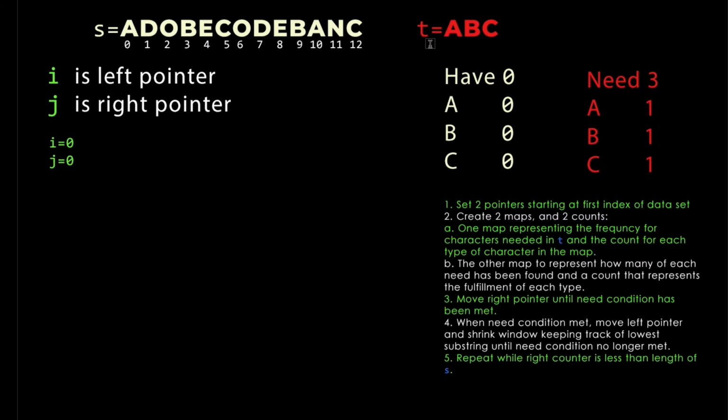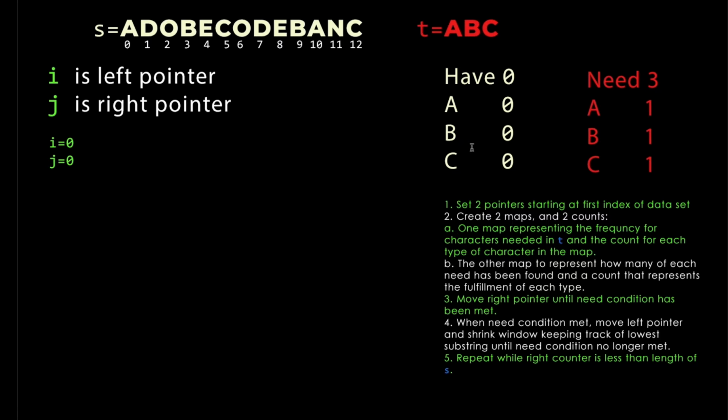So if we have our string S, which we can just pronounce as ADOBECODEBANC, and our string T with characters ABC, then we can set up our maps, our need map and our have map, and our counters, our need count and our have count. In our need map, it's just the frequency of each character in T, and our need count is just the number of different characters in T, and in this case it's 3, and we just have one of A, one of B, and one of C. So it's just the frequency count for each character in T.